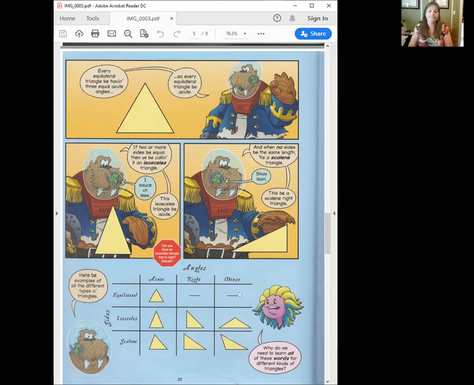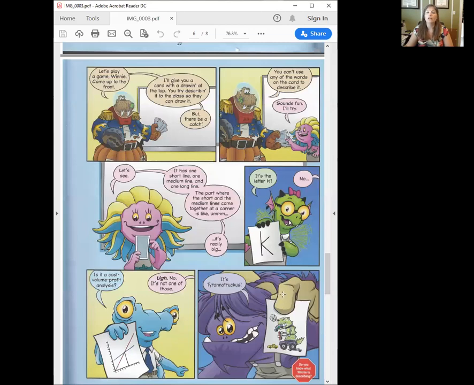So, why do we need to learn all of these words for different kinds of triangles? Let's play a game, Winnie. Come up to the front. I'll give you a card with a drawing at the top. You try describing it to the class so they can draw it. But there be a catch. You can't use any of the words on the card to describe it.